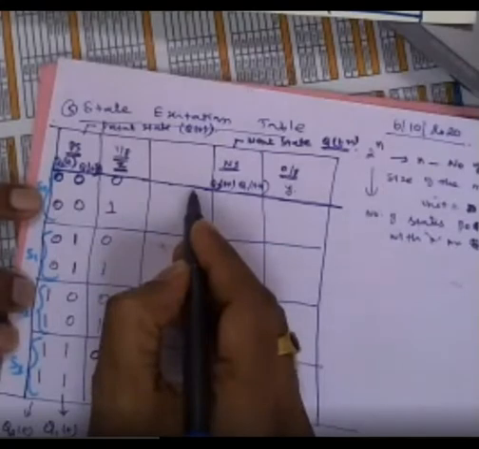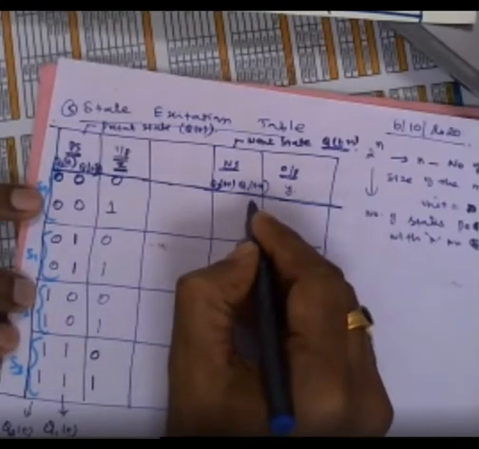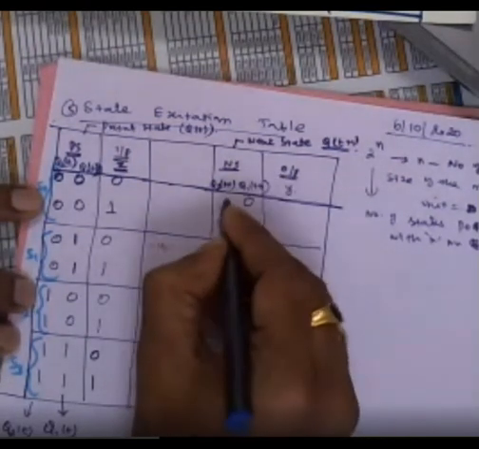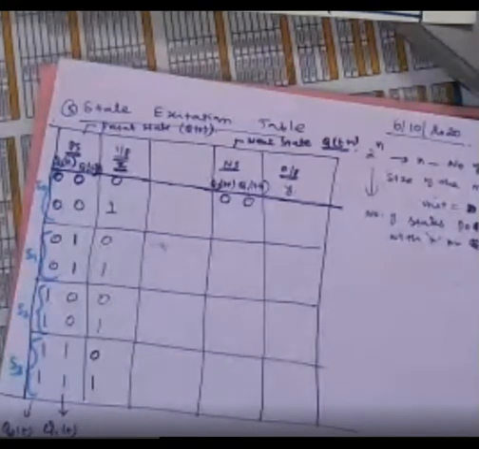It will be in S0 only, no? It will be in S0 only. Therefore, Q1 of t plus 1 also should be 0, and Q2 of t plus 1 also should be 0, because I want to maintain the circuit in the same state. So no change is required now.